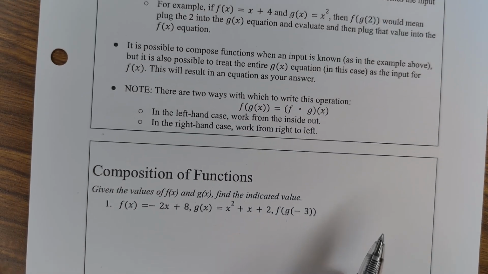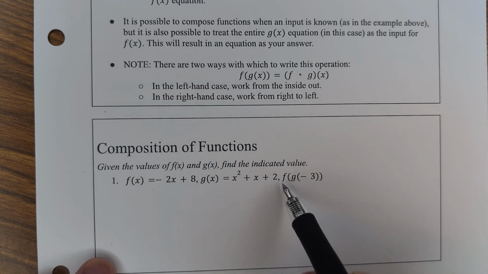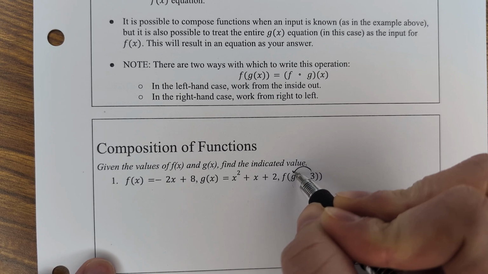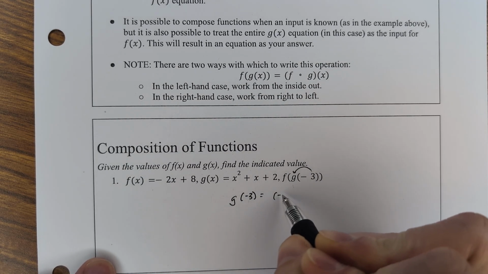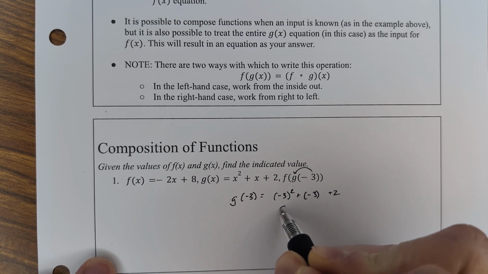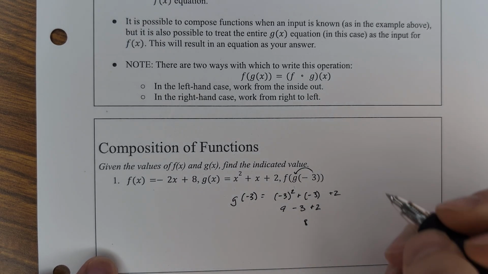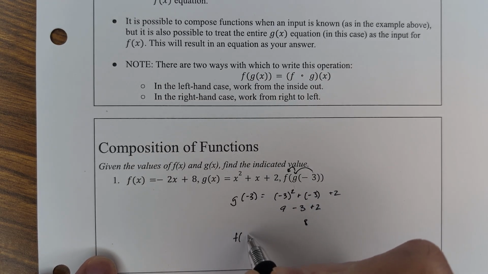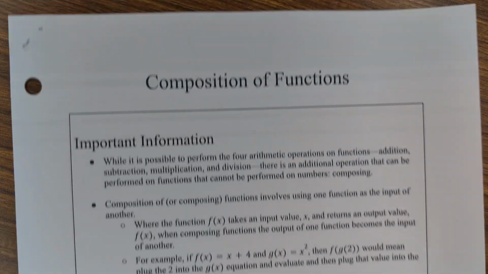So if we look at the first ones here, given the values of f of x and g of x, find the indicated value. f of g of -3 means plug -3 into the g equation. So essentially find g of -3. -3 squared plus -3 plus 2. So that's 9 minus 3 plus 2, so that's 6, that's 8. And then that is plugged into f. So f of 8 is -2 times 8 plus 8. -16 plus 8, or -8, would be your final answer.